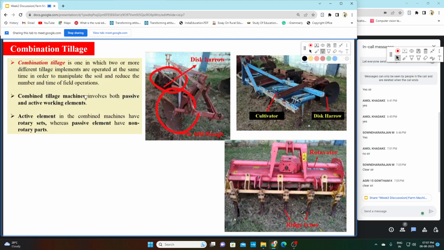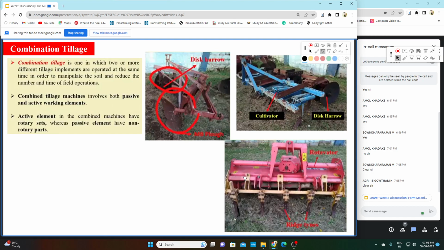Now this combined tillage involves both passive and active working implements. So combination tillage can have passive and active implements. Here you can see a disc harrow and an MB plow. Both are passive implements. Passive implements means the power is not directly coming from the tractor. What is an active implement? The power of the working element is coming directly from the tractor. So this rotavator is your active implement.